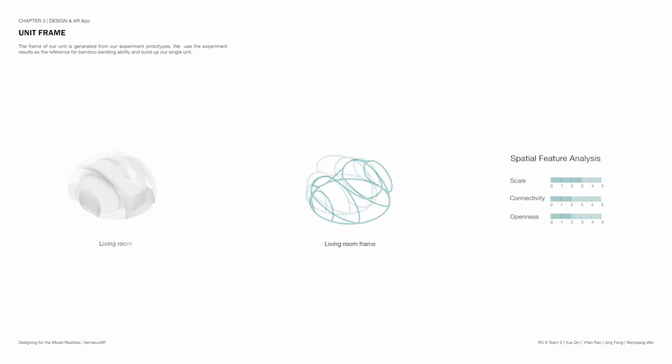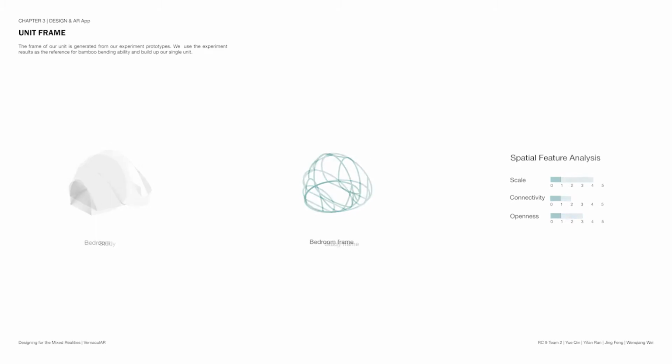The frames of all rooms are variants of experimental prototypes. Each room has a different scale, connectivity, and openness. These diagrams show the direction each room can be connected to the other one. And we have many variants of primary spaces. We can assemble different spaces to generate a variety of combinations. By adjusting different openness and connection direction of units, we can get a number of variants.